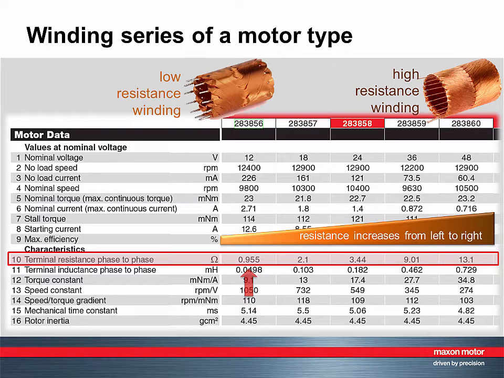The last winding on the right is made with the thinnest wires and with many turns. The resistance is much higher and the needed voltages are high, but the current flow, on the other hand, is rather low.